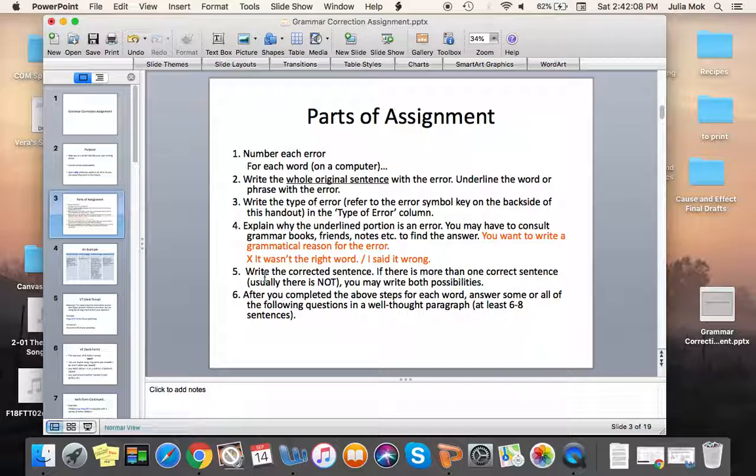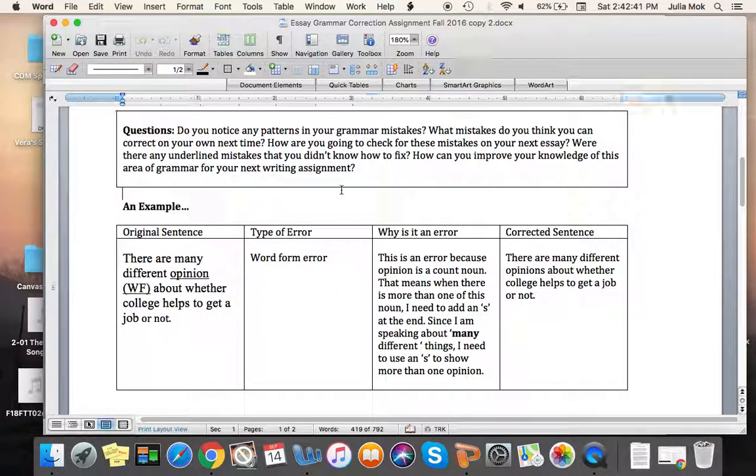So again, after you explain the why, you want to write the corrected sentence. If there's more than one correct sentence, usually there's not, but there sometimes can be more than one way to correct your error. You can write both possibilities if you've thought of both. So you're going to do this process, number 2 through number 5, for all 10 of the words or errors that are on your paper.